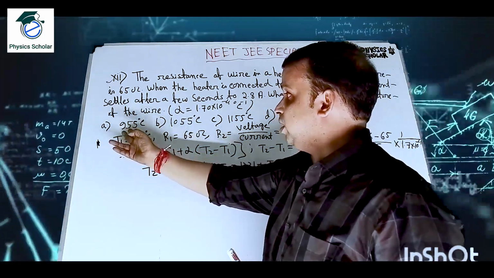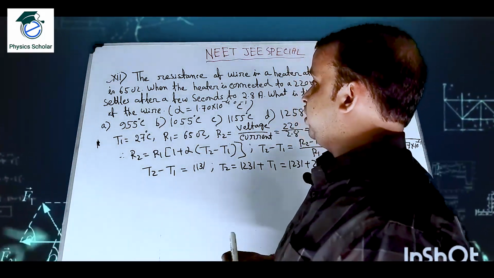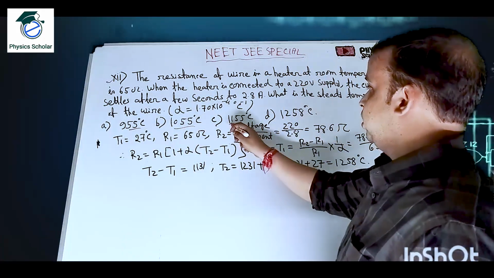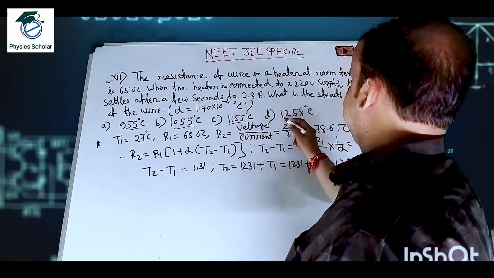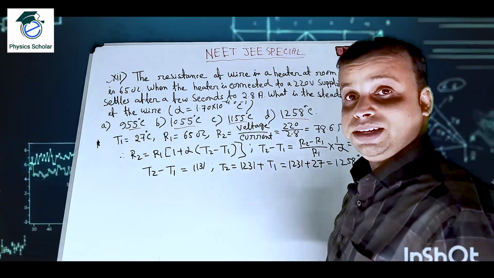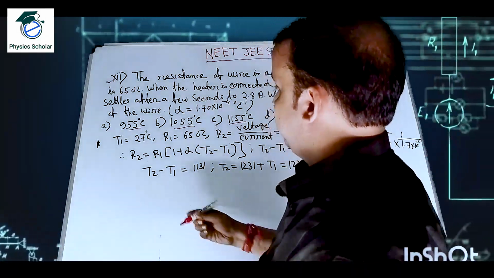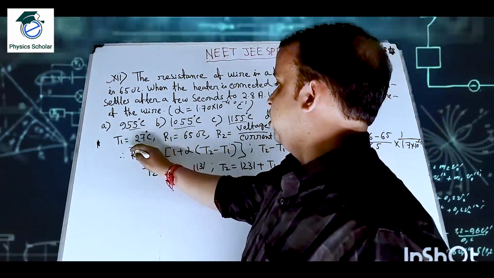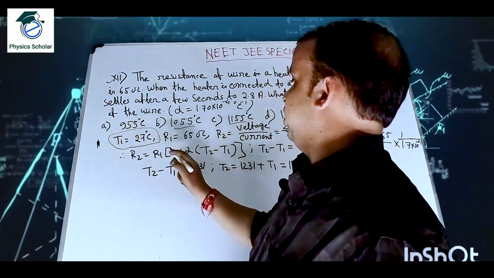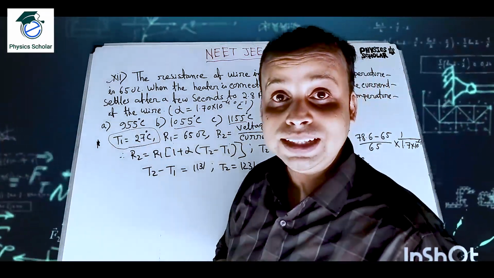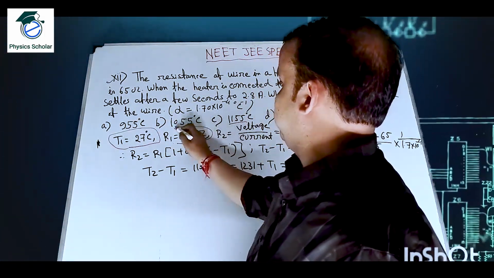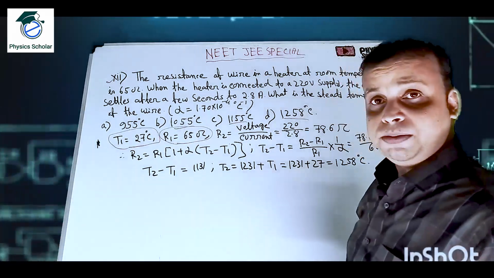The four options given are: 955 degrees centigrade, 1055 degrees centigrade, 1155 degrees centigrade, and 1258 degrees centigrade. Now here, what is the initial temperature? T1, the room temperature, is 27 degree centigrade. R1, the resistance at room temperature, is given as 65 ohms. So we write R1 is equal to 65 ohms.